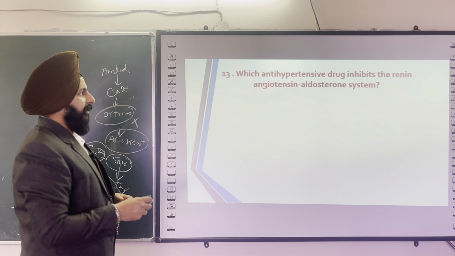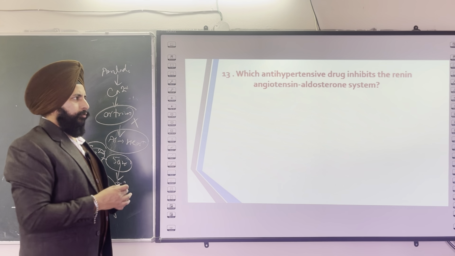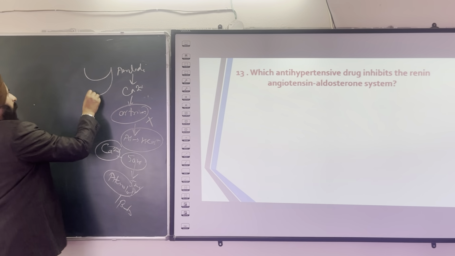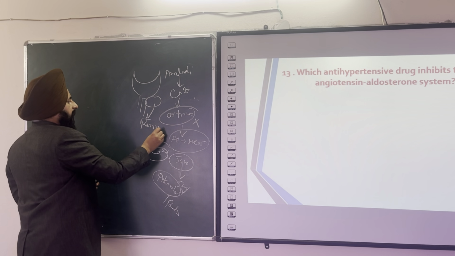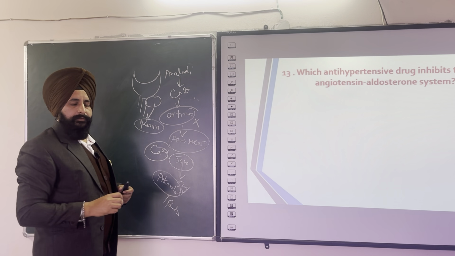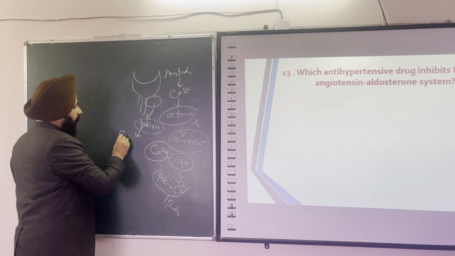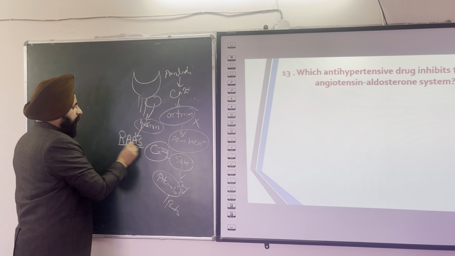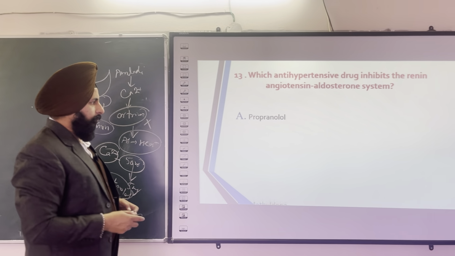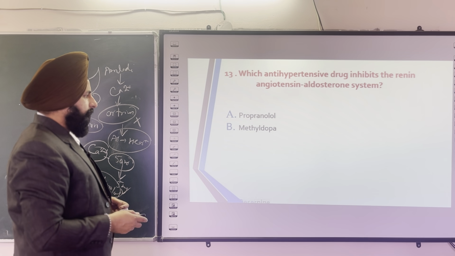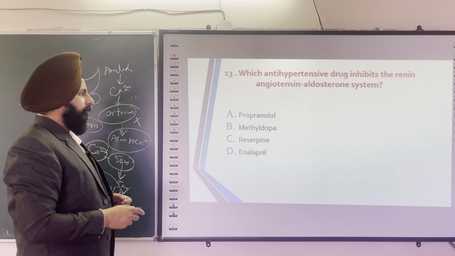Next question is, which antihypertensive drug inhibits the renin-angiotensin-aldosterone system? So you firstly should know that renin is released from the juxtaglomerular cells of the kidney. This renin is responsible for RAS, the renin-angiotensin-aldosterone system. So options are propranolol, methyldopa, reserpine and enalapril. You choose the correct answer for this question.